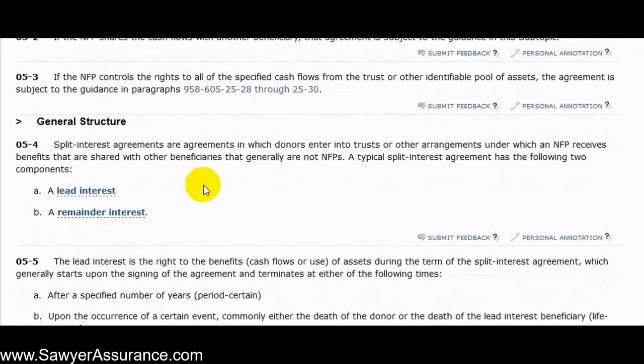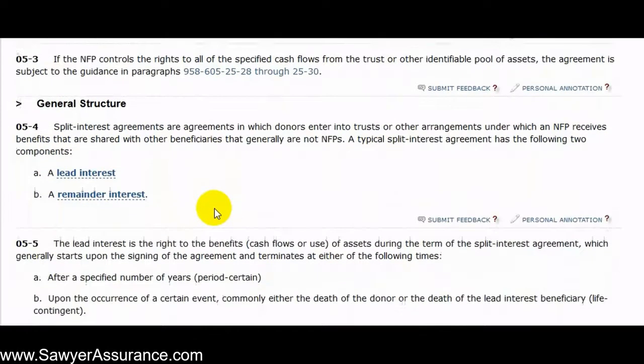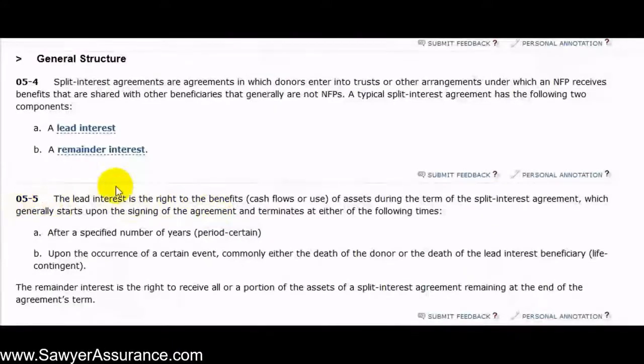And so the general structure of a split interest agreement is that the donor enters into trusts or other arrangements under which the not-for-profit receives the benefits that are shared with other beneficiaries that are generally not-for-profit entities. And so a typical split interest agreement has the following two components. They have a lead interest and a remainder interest, and those are defined here in section 0505. And so the lead interest has the right to the benefits, that's the cash flows or the use of the assets, during the term of the split interest agreement.